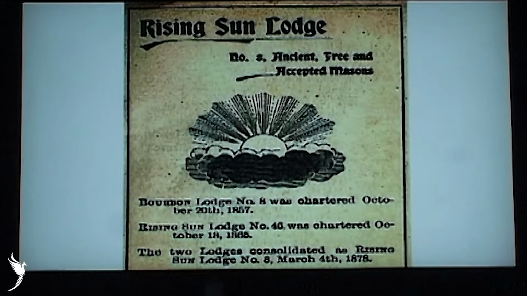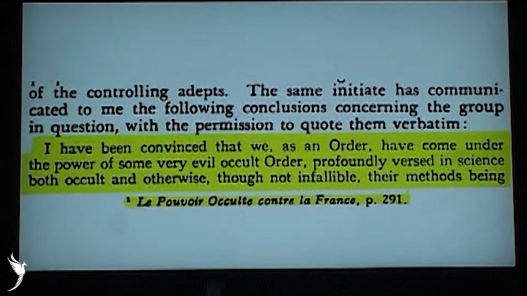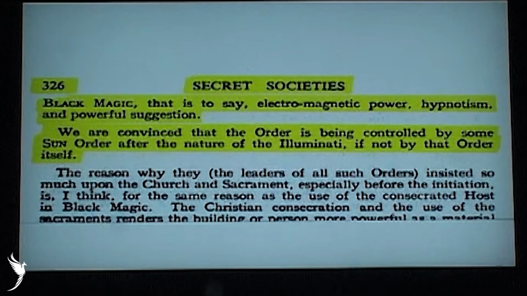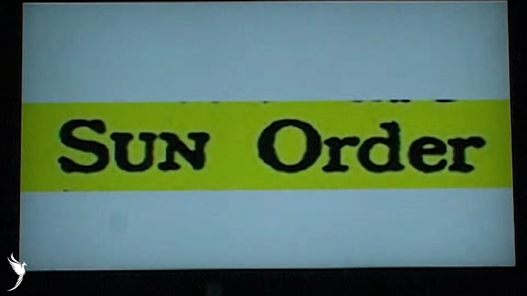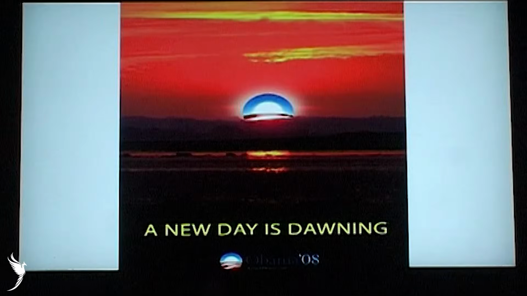So even the old European lodges were called Rising Sun Lodges of Freemasonry. Secret societies again, we remember that quote, the Sun Orders of the Illuminati. Sun Order, the dawning of a new day. Obama's, one of his posters: a new day is dawning.